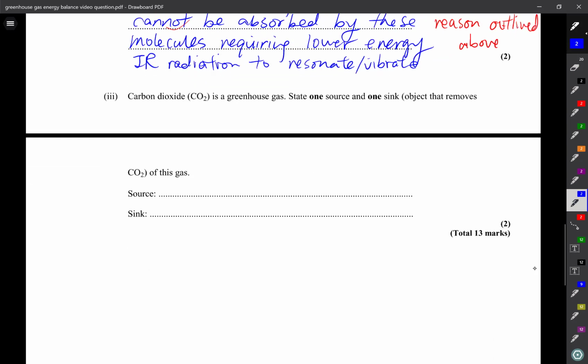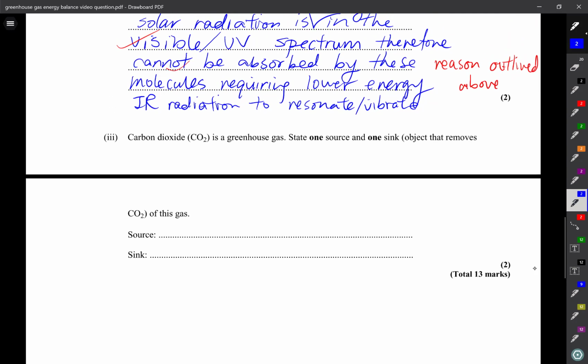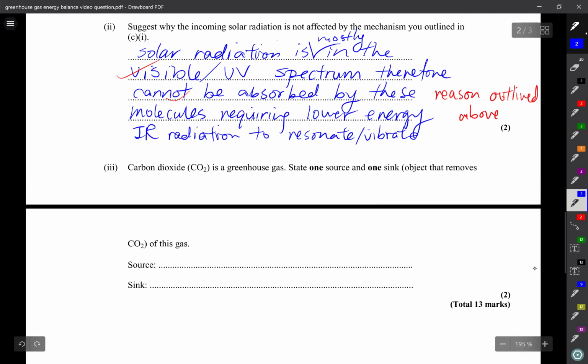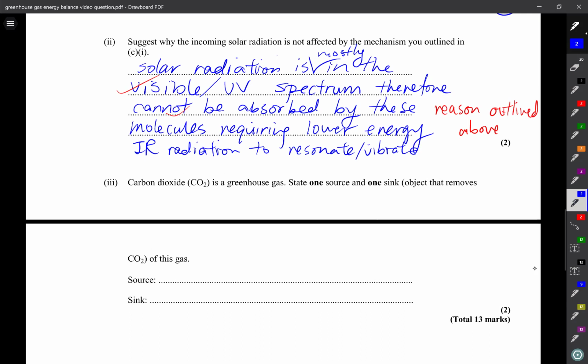Okay, last one. Carbon dioxide is a greenhouse gas. State one source and one sink object that removes CO2 of this gas. So for a source, you have to be a little bit more specific. You can't just say industry or cars or whatnot. You want to say where does it actually come from? Through what process do you get CO2?